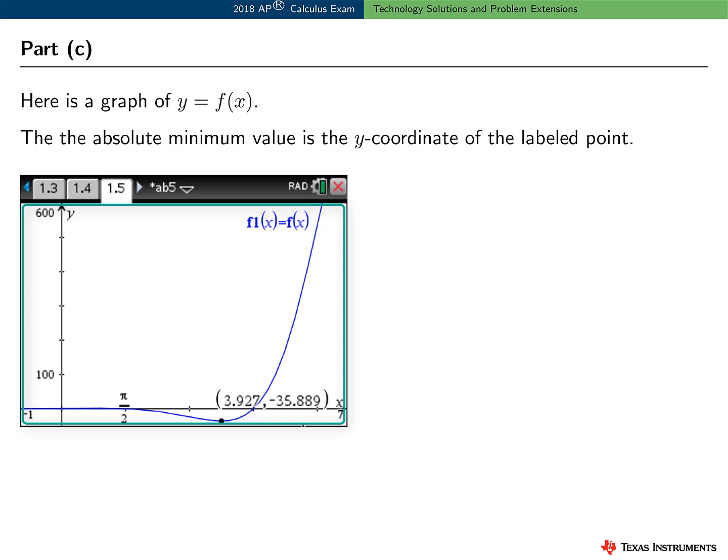Here is some graphical confirmation of the solution to part C. This is a graph of the function f over a little expanded interval. I used the Analyze Graph feature to find the absolute minimum value. This visualization and numerical approximation is confirmation to me that I solved the problem correctly analytically.